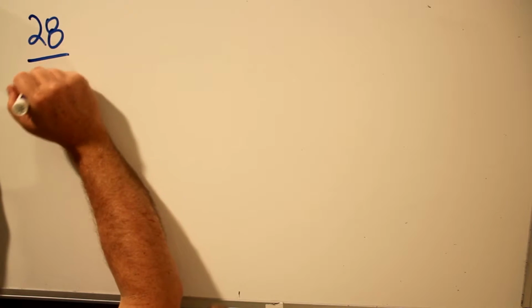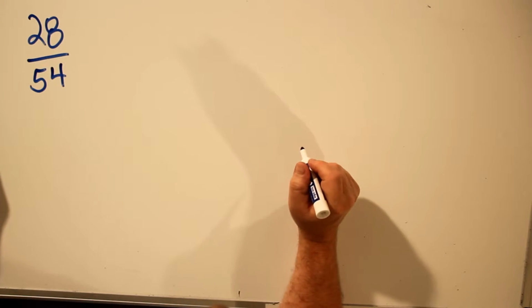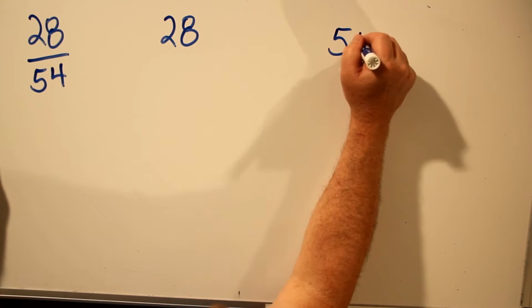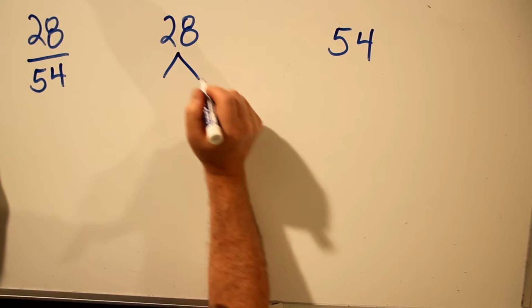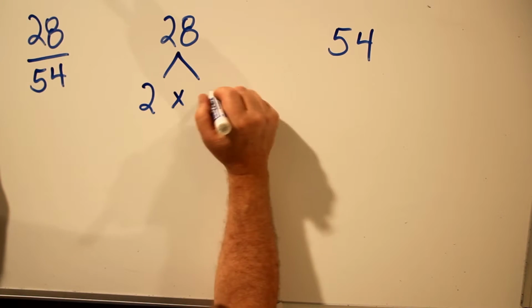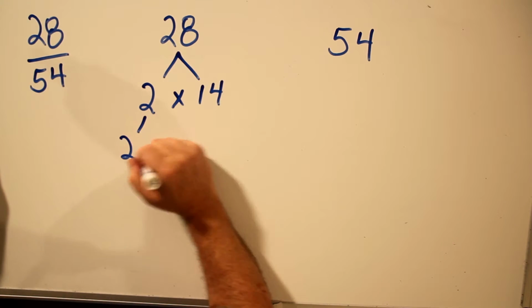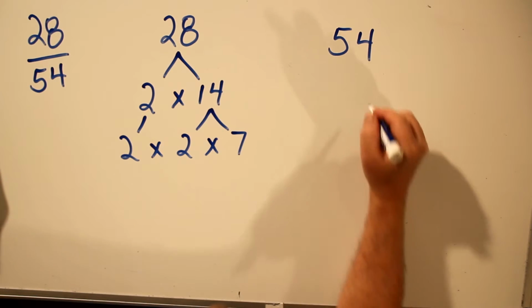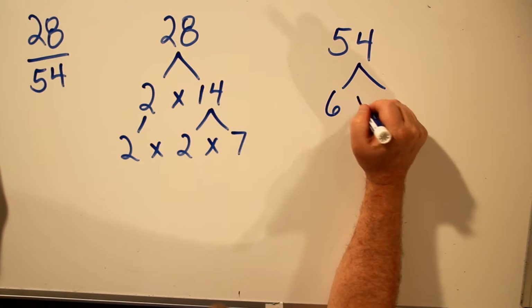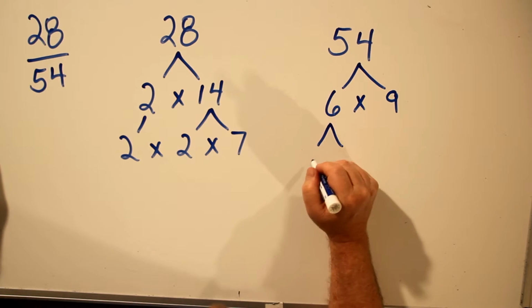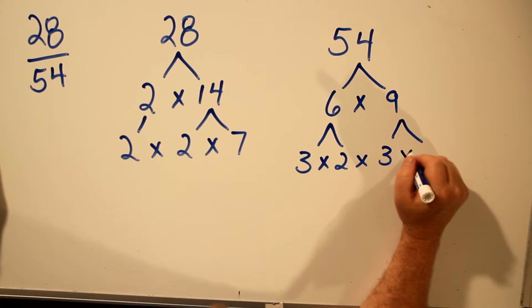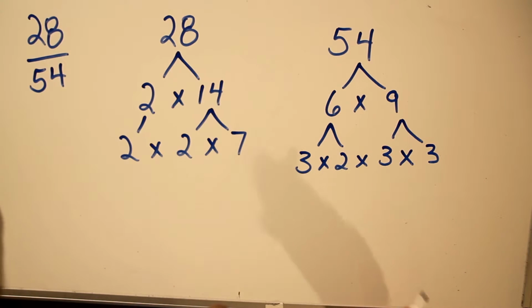Let's test a fraction like 28/54 to see if it's in simplest form. Let's do prime factor trees for both 28 and 54. 28 is 2 times 14, and 14 is 2 times 7, and these numbers are all primes. 54 is 6 times 9, 6 is 3 times 2, and 9 is 3 times 3. And these are all prime factors.